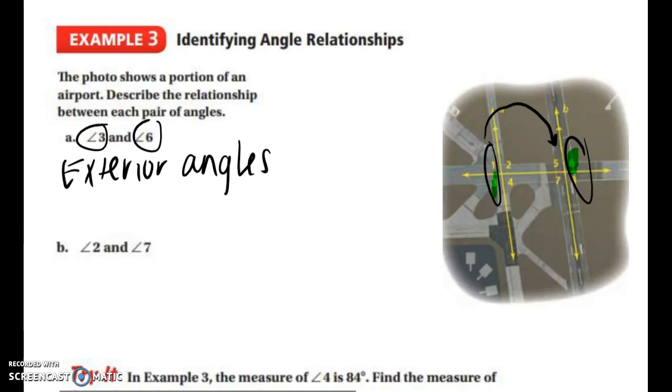So with that being said, 3 corresponds with 7, and 7 is vertical angle from 6, so they're actually equal or congruent.